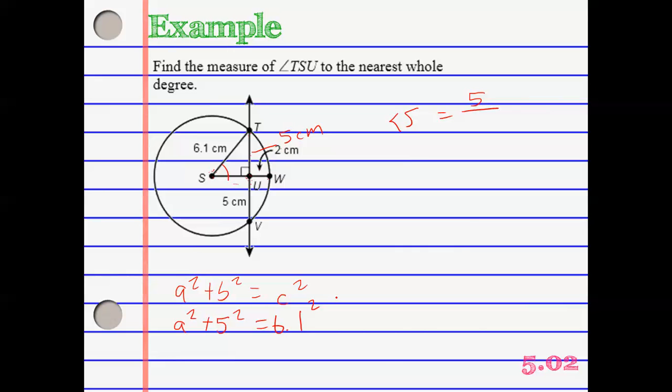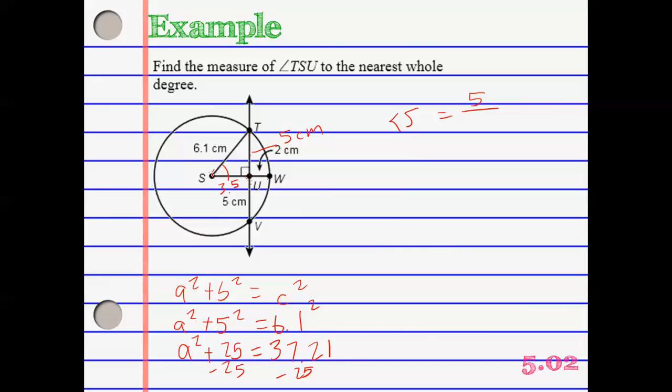So now we have a squared, and then we are going to take 5 squared, which is 25. And then we take 6.1 squared, which is 37.21. And then we subtract 25 from both sides. So 37.21 minus 25 is 12.21. Then you want to take the square root of that, which gives you around 3.5. So this side is going to be approximately 3.5.